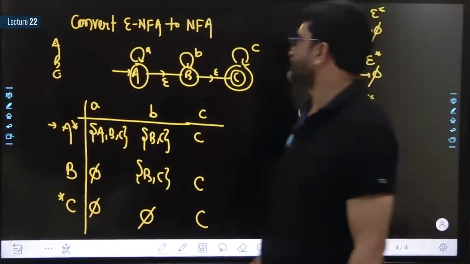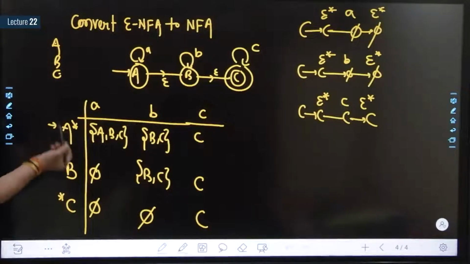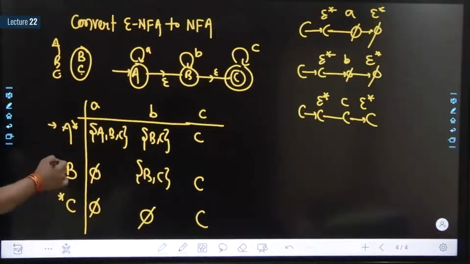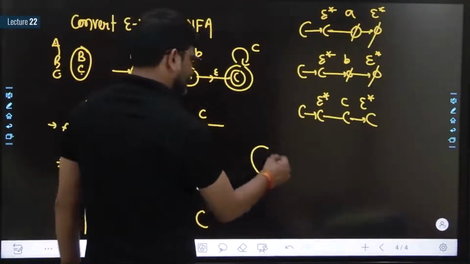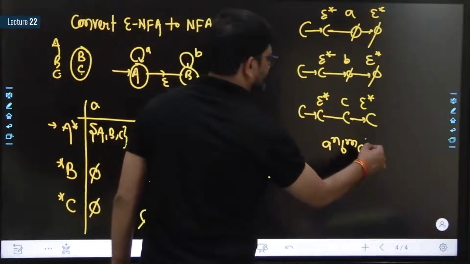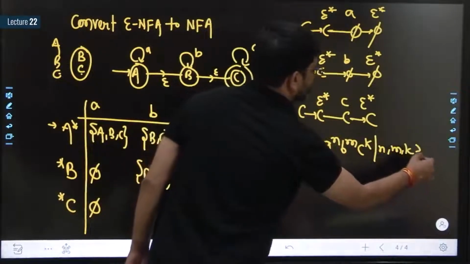So what is the epsilon closure of A? A, B, C. C is included in this epsilon closure, that's why A is final. Now check B. What is the epsilon closure of B? B, C. C is involved in this epsilon closure, that's why B is a final state and C is also a final state. These three states are final. What is this NFA? It accepts the language a^n b^m c^k such that n, m, k greater than or equal to 0.